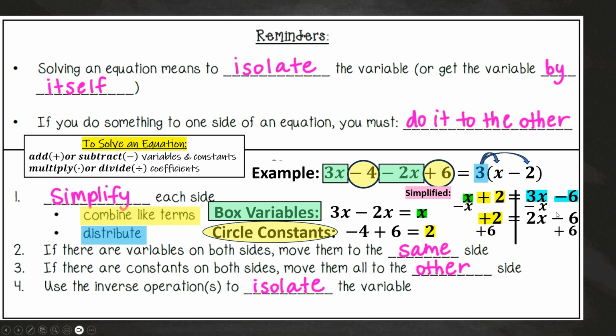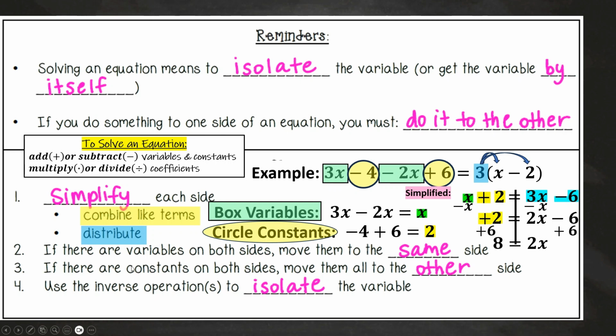Then I'm going to add this constant, because it's negative 6 over here. I'm going to add 6 to both sides to bring it over here. And the reason why I added 6 is because I want this constant to become 0. So negative 6 plus 6 will give me 0. So now I'm left with 8, because 6 plus 2 is 8, is equal to 2x.